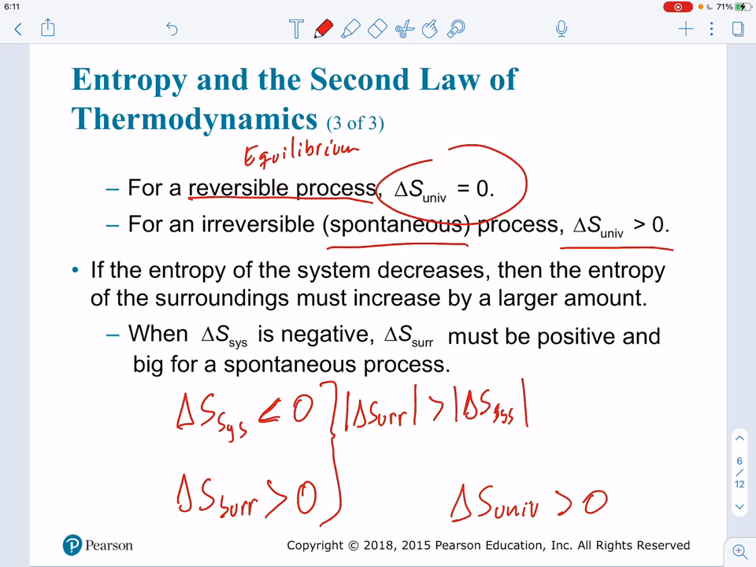Okay, if the absolute value of the changing entropy for the surroundings is larger than the absolute value of the changing entropy for the system, then you are in this condition. The changing entropy for the universe is larger than zero, and that will be a spontaneous process.